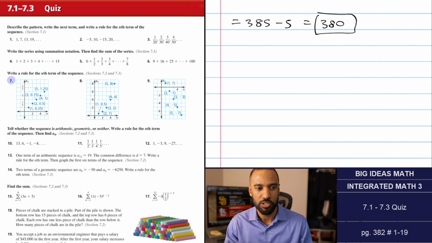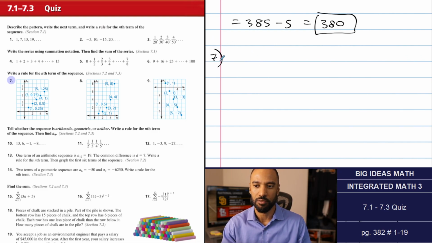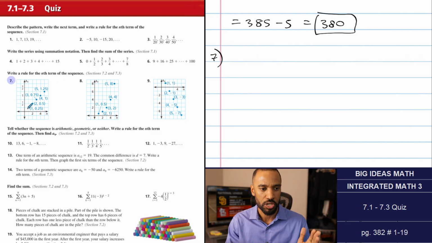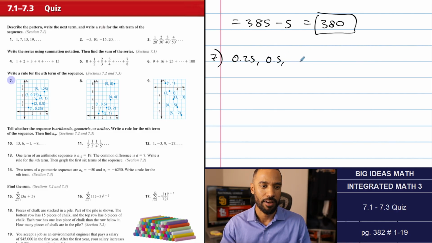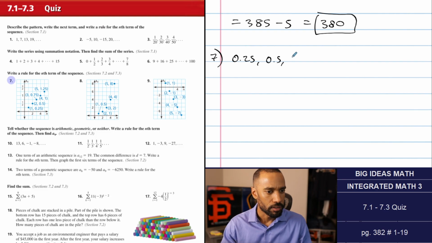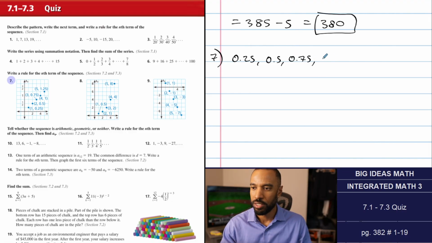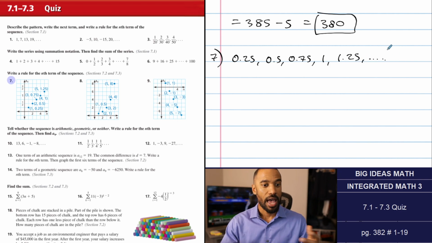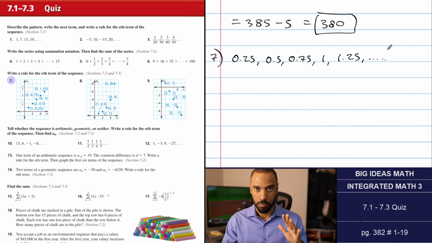This is sections 7.2 and 7.3. I'm not going to redraw the graphs. What I am going to do is write out the sequence given what they have. n is the position of the term, so 1, 2, 3, and 4, and then these 0.25, etc., are those values. So I want to write out 0.25, 0.5, 0.75, 1, and 1.25. This is out of one of the sections, arithmetic or geometric.